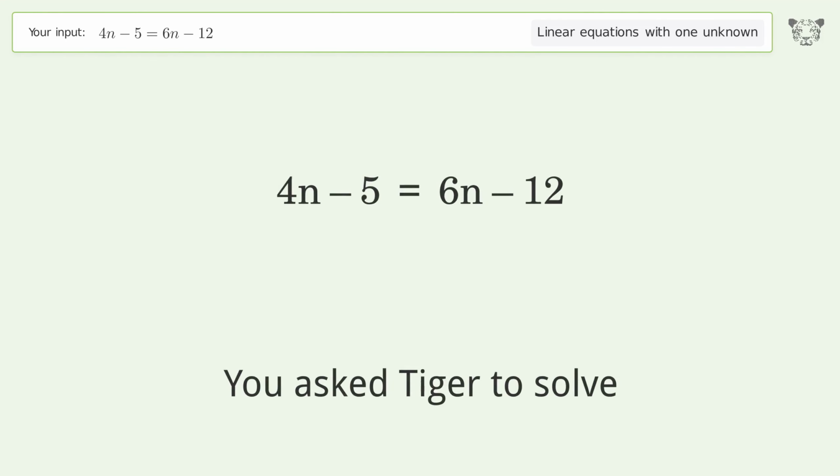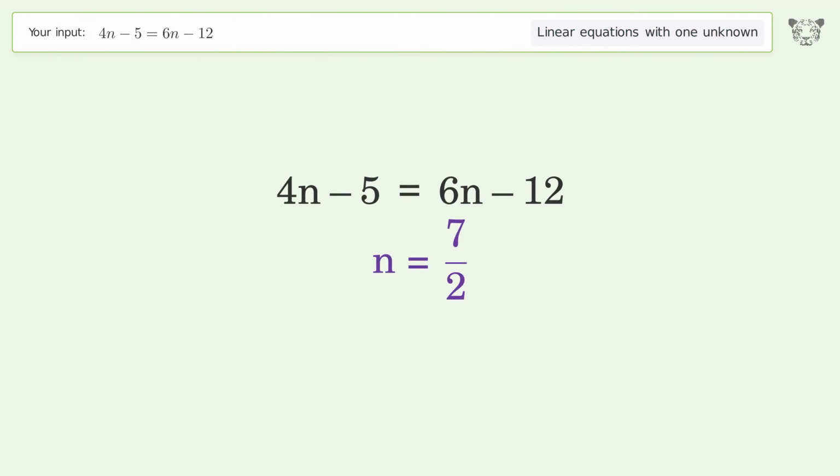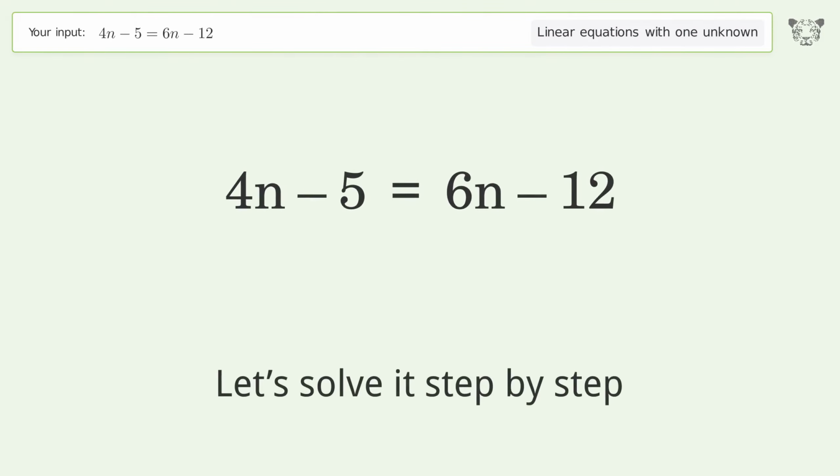You ask Tiger to solve this. This deals with linear equations with one unknown. The final result is n equals 7/2. Let's solve it step by step.